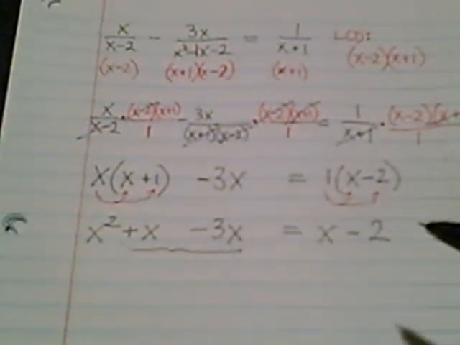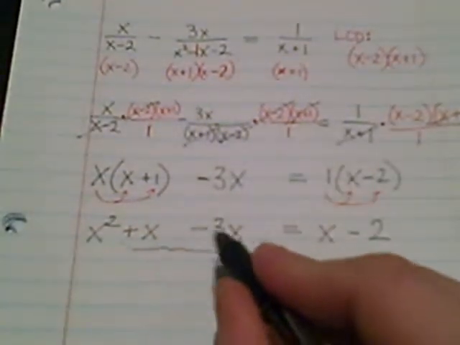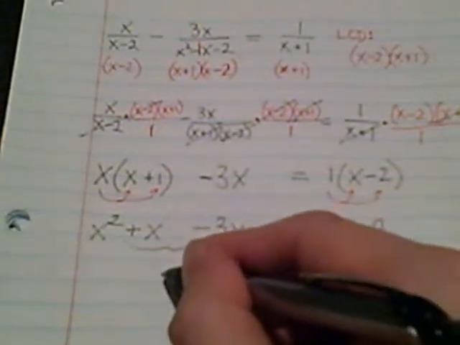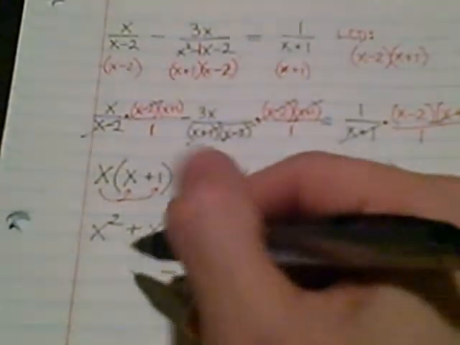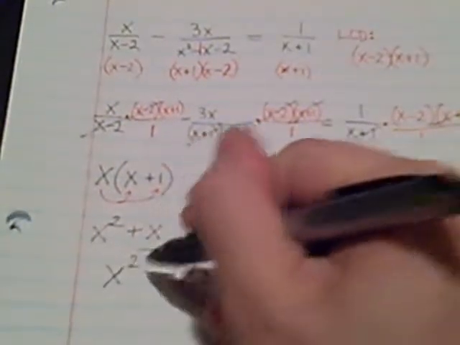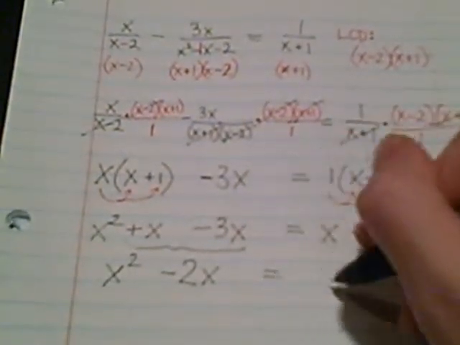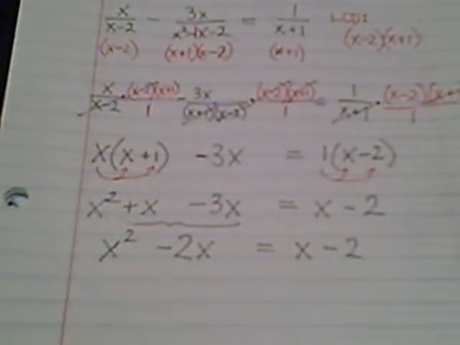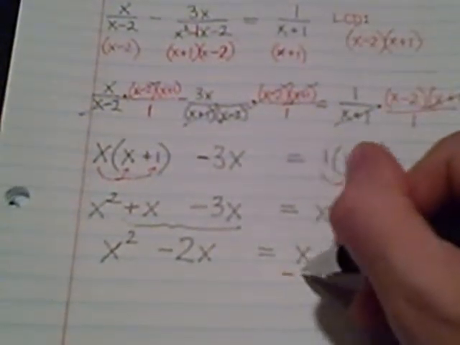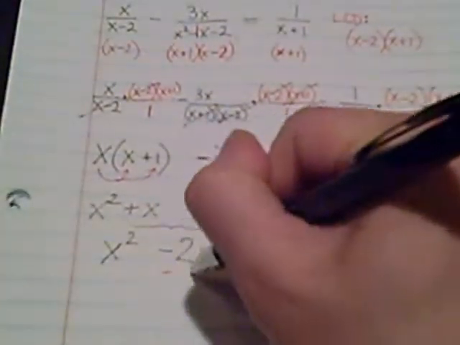I do see some like terms there. We could combine a positive 1x with a negative 3x. That's a negative 2x. Bring down that x squared. x squared minus 2x equals x minus 2. And now I'll start to cancel these terms off of the right side. Take away x from both sides.